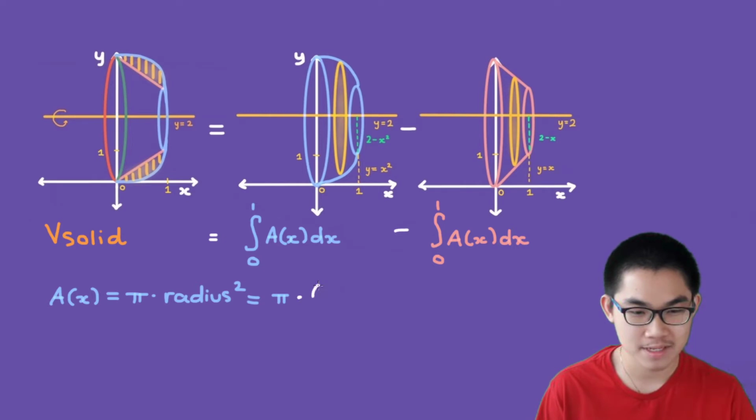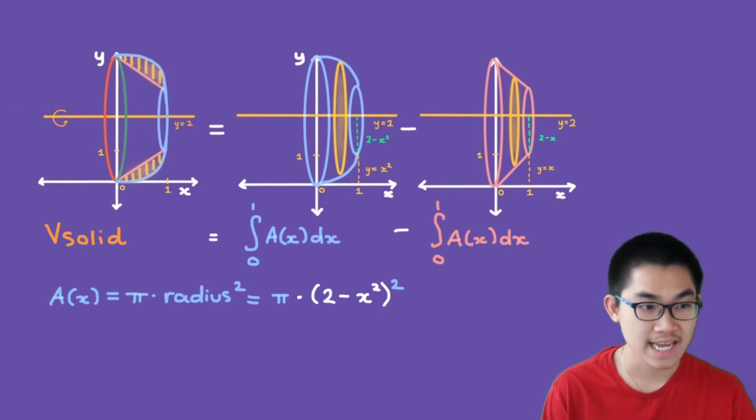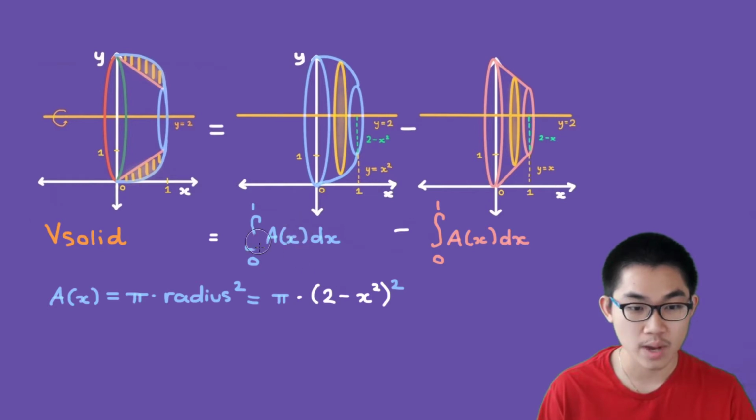Pi times (2 minus x squared) to the power of 2 again. So basically, you just take the top y minus the bottom y, and that's always going to give you the radius in between. Now, the next step is to put this back into our integral.